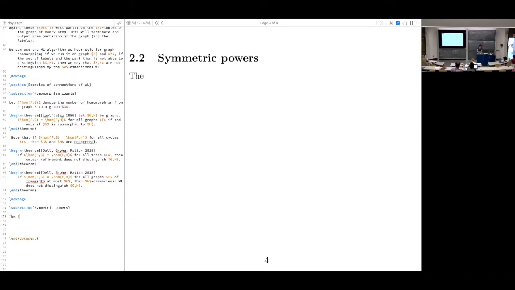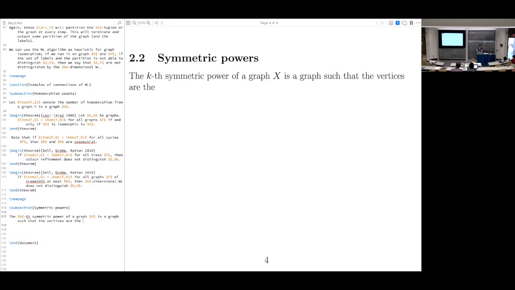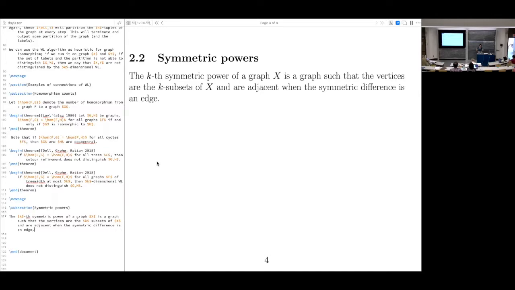So the kth symmetric power of a graph X is a graph whose vertices are the k-subsets of X, and two are adjacent when the symmetric difference is exactly two vertices. So you have two k-subsets, let's say A and B, and they're adjacent if A contains exactly one vertex that is not in B, B contains one vertex that is not in A, and these two vertices are adjacent. I think the history of this is that it was proposed by Terry Rudolph.